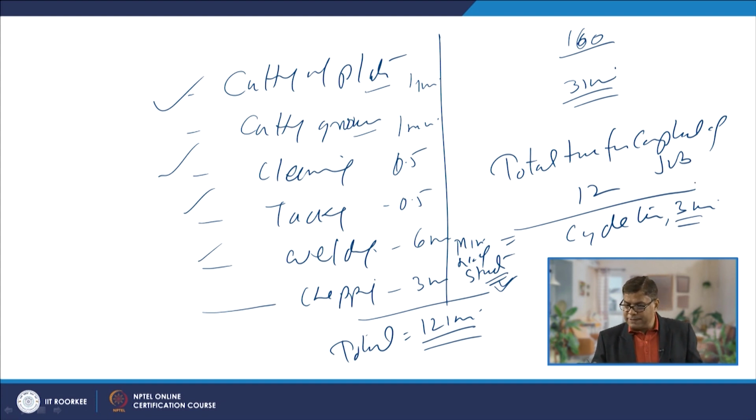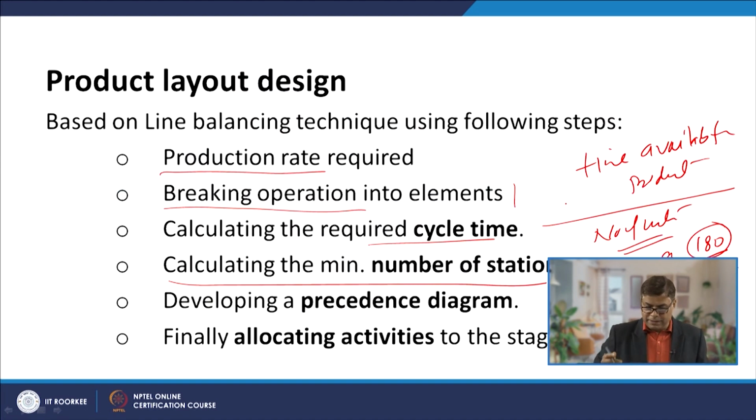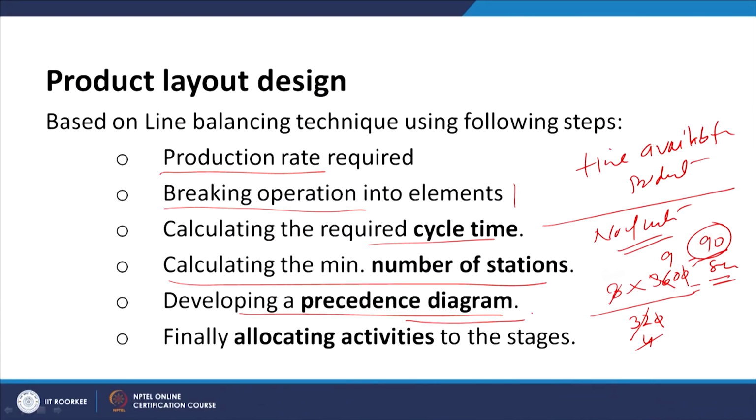So, in this case, if we see, it will be coming 4. So, we should have the minimum 4 number of stations in development of the product layout. The precedence requirement, as I have explained, is the kind of the steps which should be completed first before taking up the next activity.